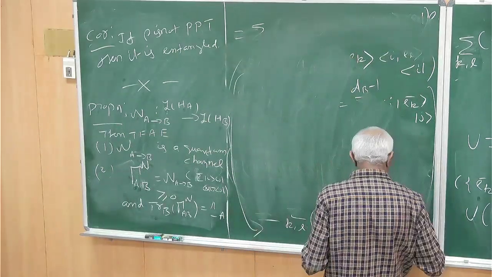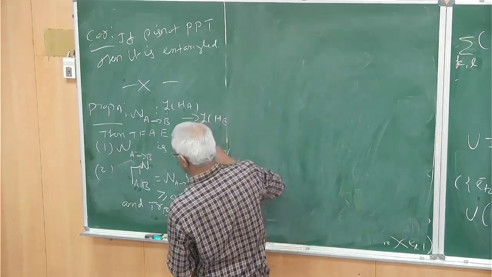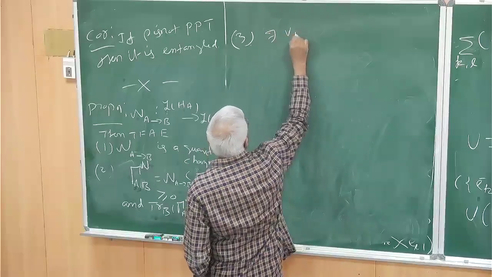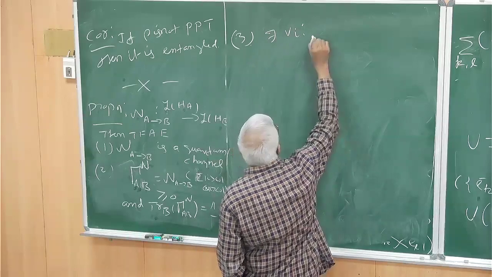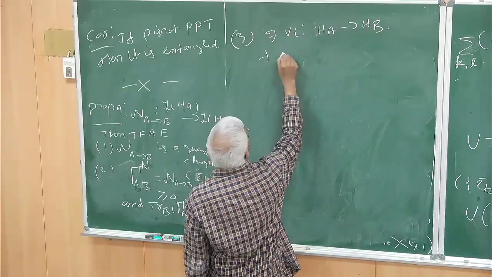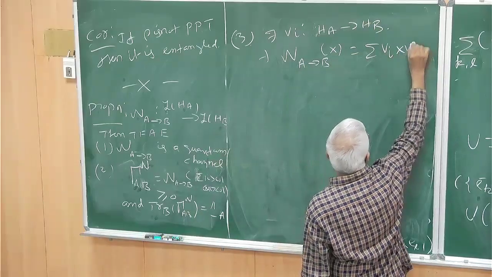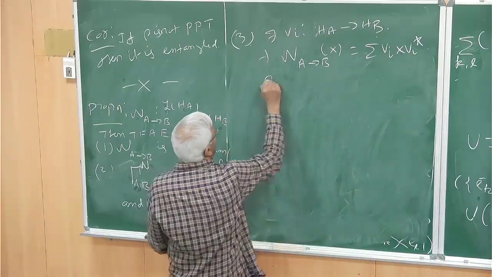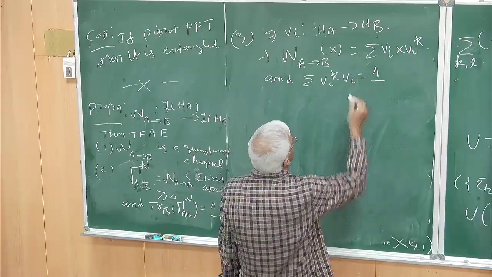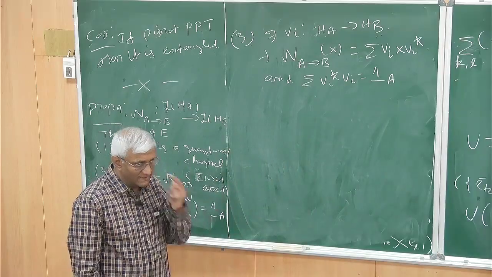And I will just write down the other conditions also. Three: there exist V_i from HA to HB such that N from A to B of x is the summation of V_i x V_i star. And we proved this: the sum of V_i star V_i equals 1 on A.